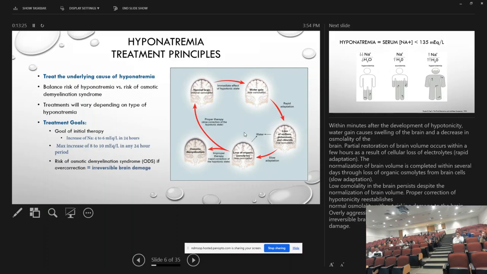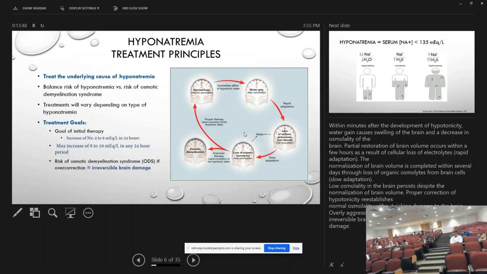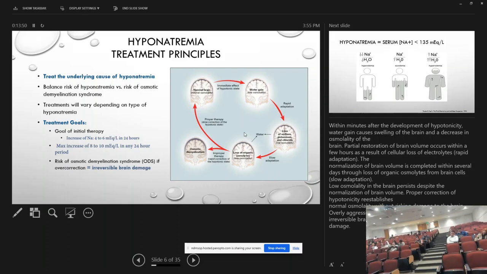So to prevent that, what we're going to do is have goals in mind for changing the sodium level. And these are very important. So you want to increase the sodium about 4 to 6 milliequivalents per liter in 24 hours. Okay? So that means if the sodium level is 110 in the patient, you don't want to go higher than 116 over 24 hours.